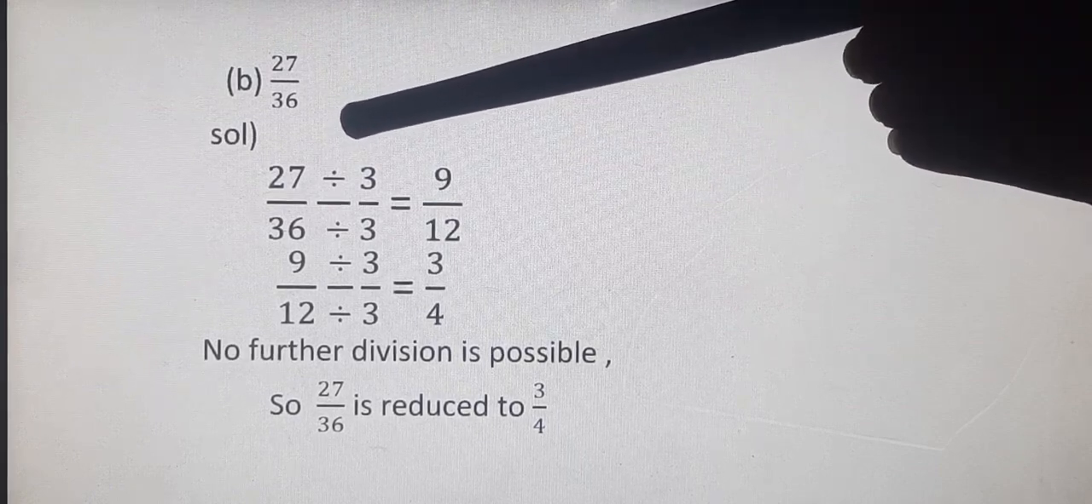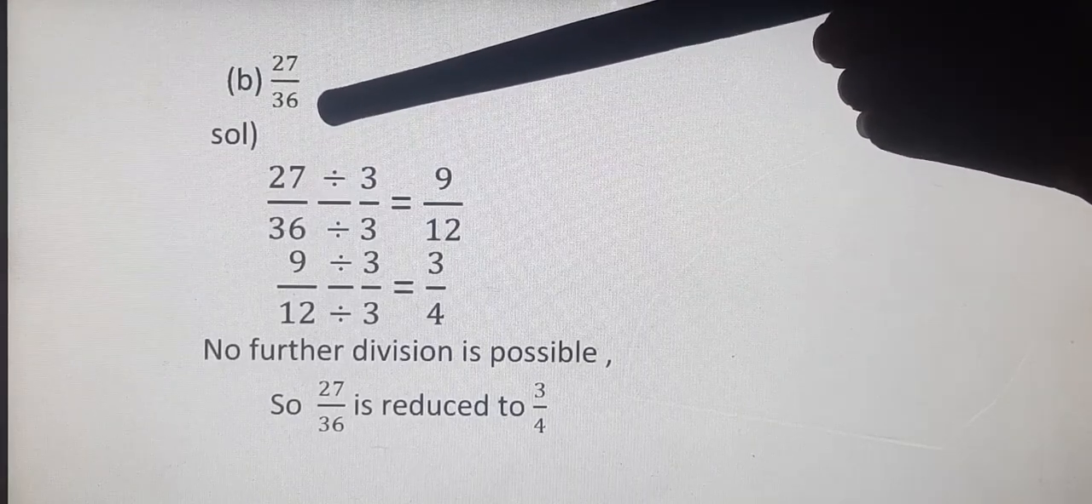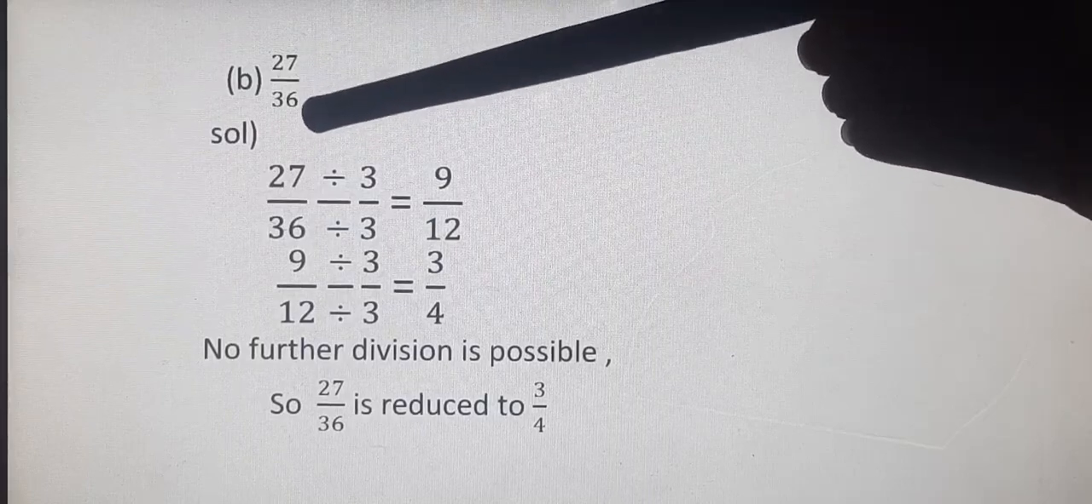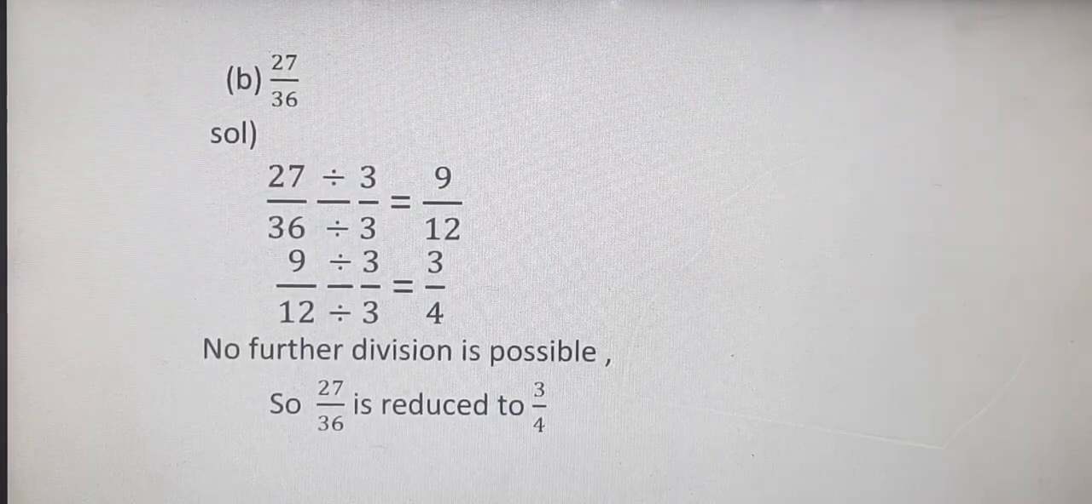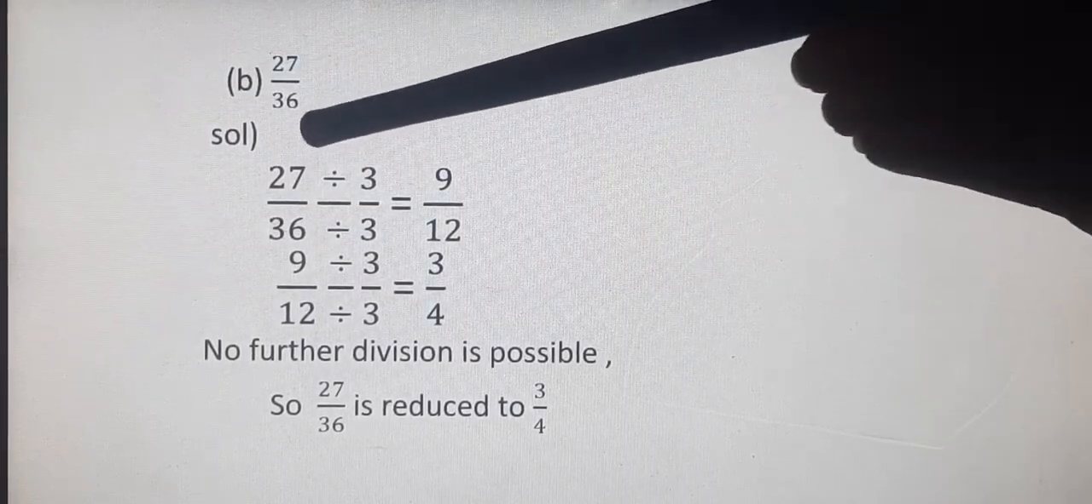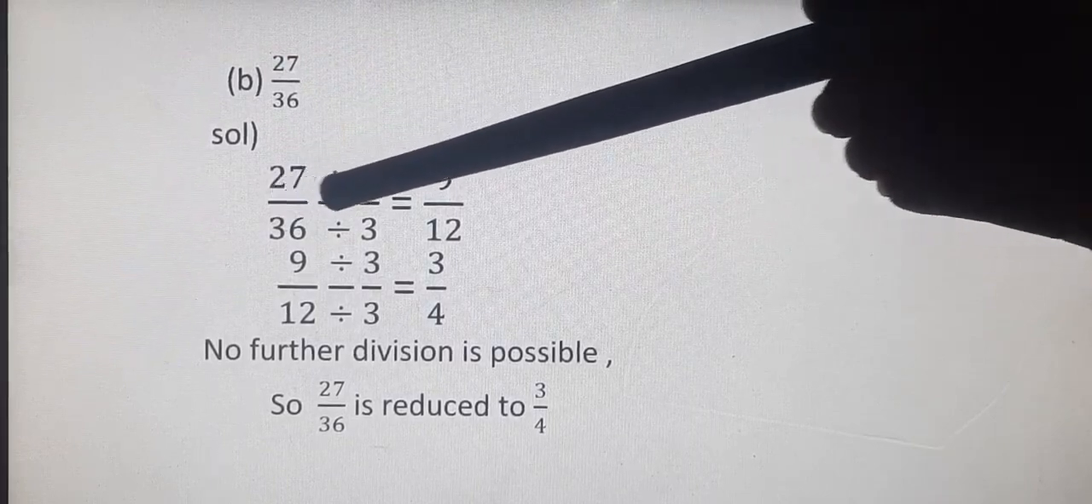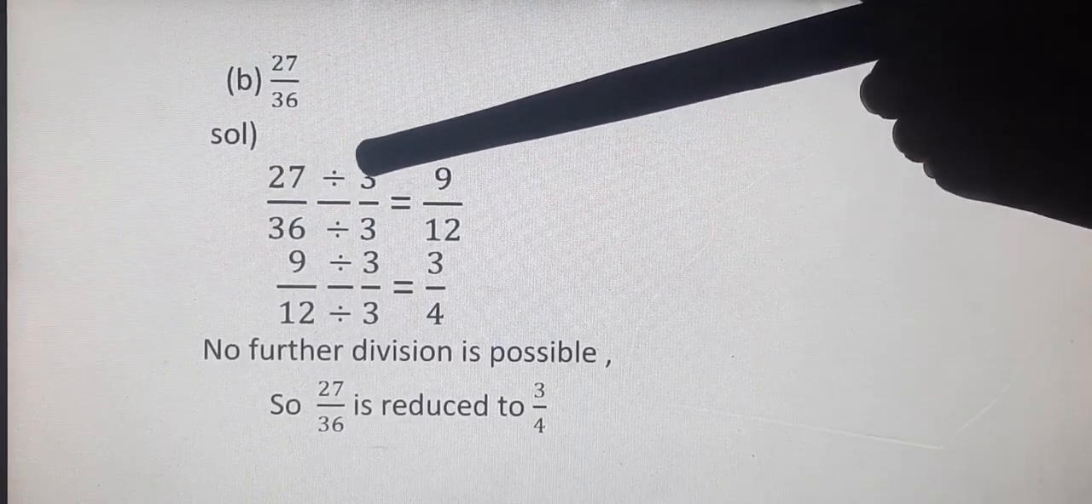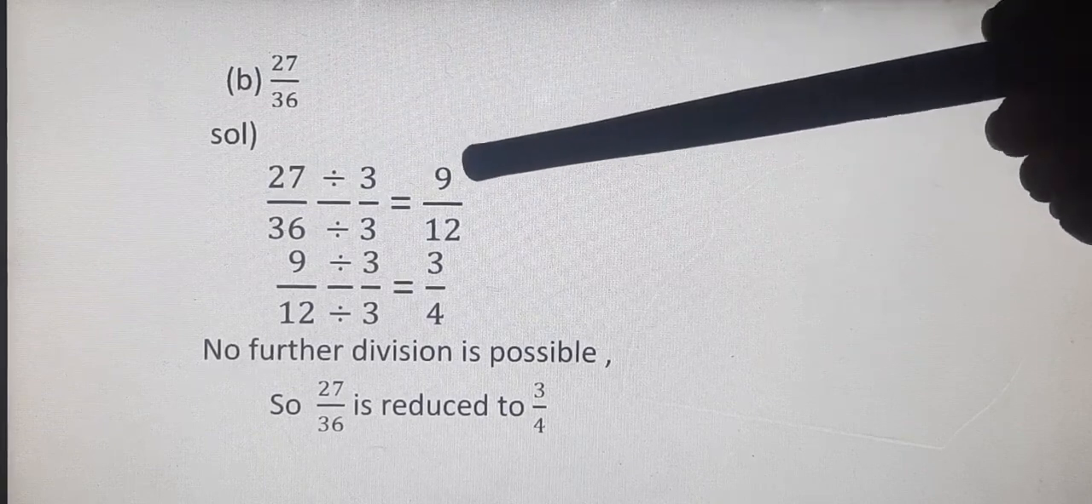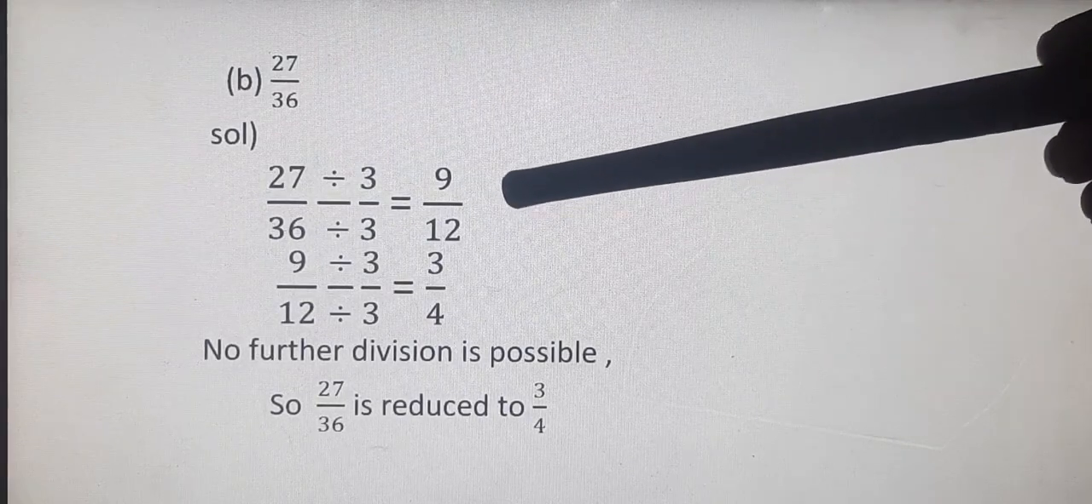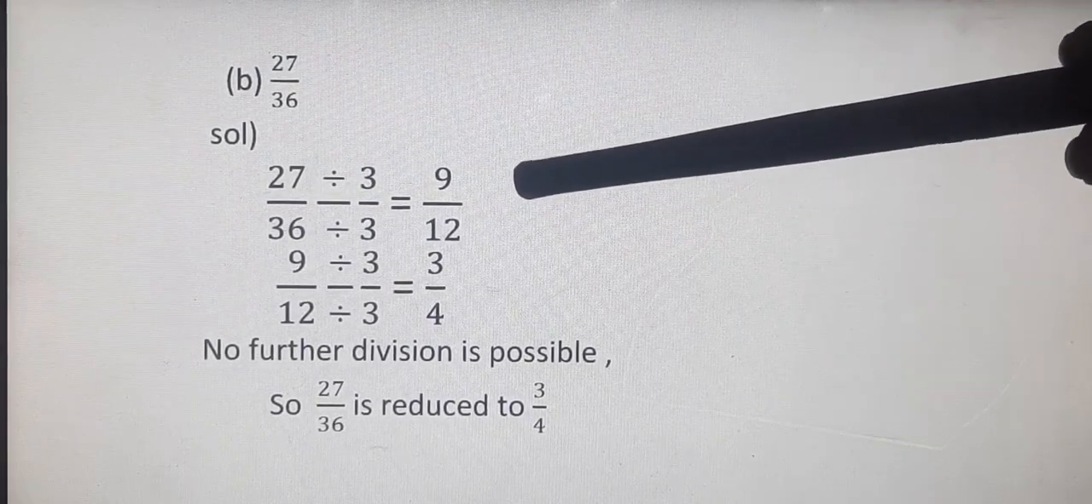27 upon 36. 27, 36. You know that these both the digits are divisible, both the numerals are divisible by 3. So 27 divided by 3, 36 divided by 3. सेम नंबर से सेम डिजिट से हमें डिवाइड करना है न्यूमरेटर और डिनोमिनेटर को. डिफरेंट डिजिट्स नहीं लेने हैं, अदरवाइज इट विल बी रॉन्ग.